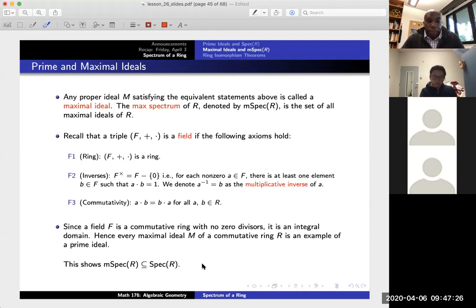And so if I stare at this for a minute, since F has to be a commutative ring with no zero divisors, it is an integral domain, which means every maximal ideal is an example of a proper ideal. So we actually conclude this. If nothing else makes sense, I just want to point out that the set of maximal ideals is always contained in the set of prime ideals. Right, of course, this is as long as we're dealing with an integral domain R.